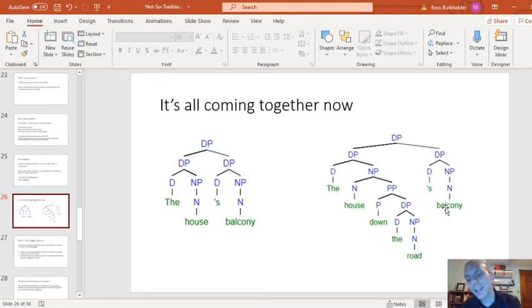If you're a nerd anyway. That's kind of cool, right? It's nice when syntax explains things as eloquently as this. We have both a good explanation of what this apostrophe S is, it's a determiner, and we have a good explanation of why it changes where it's appearing. It's always appearing next to balcony at the end of this whole phrase over here, whether that's just the house or the house down the road's balcony. Isn't that cool? Hope you think that's cool.